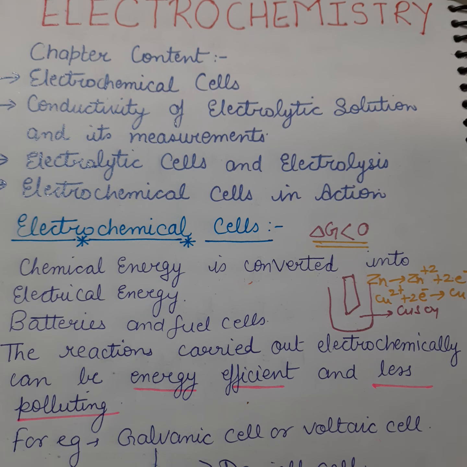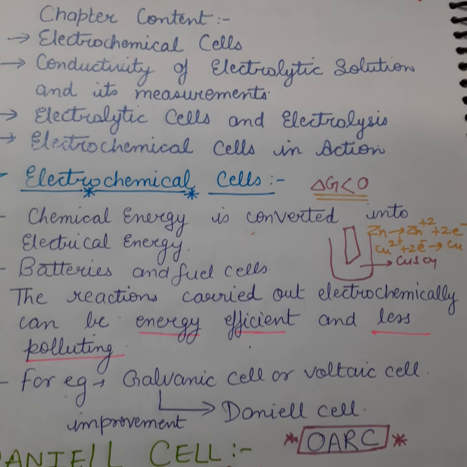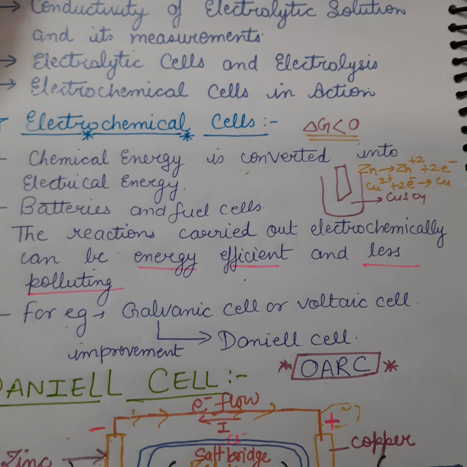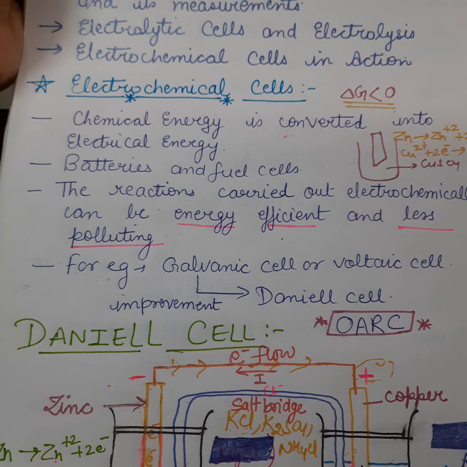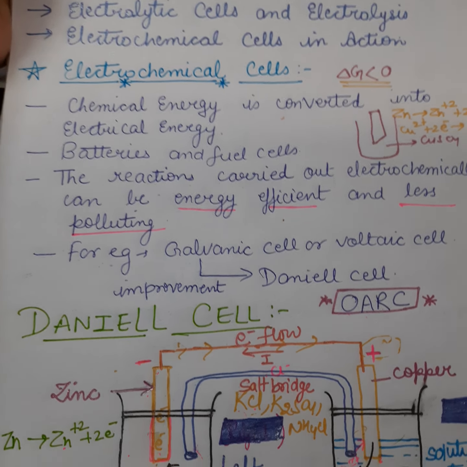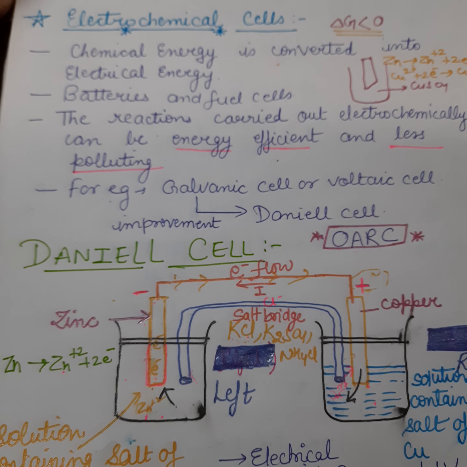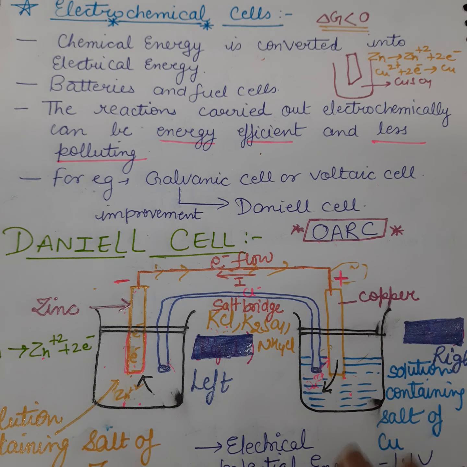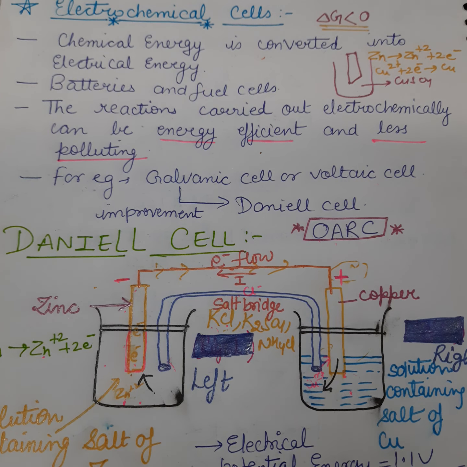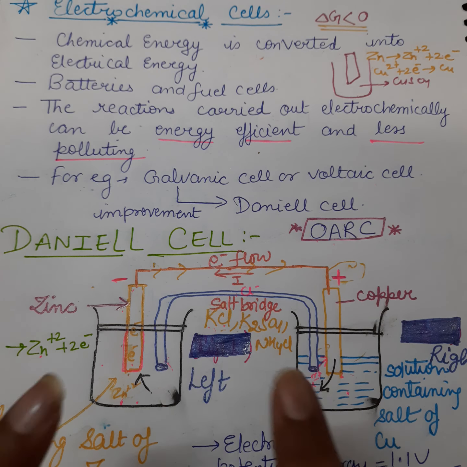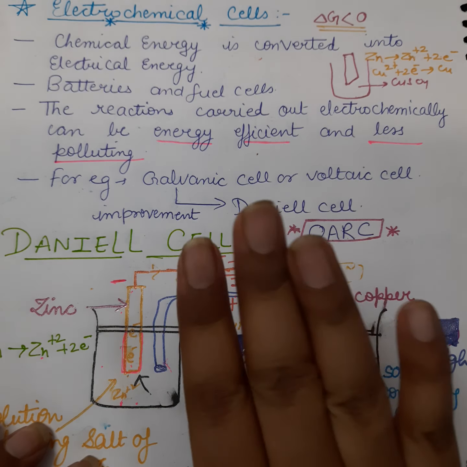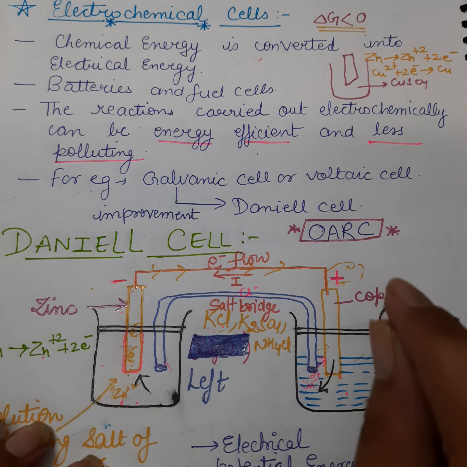So here I am going to discuss the improvement of the galvanic cell, that is known as the Daniell cell, students. Now, students, before starting the Daniell cell, the improvement in the galvanic cell is to implement the salt bridge into it. So this is the improvement done in the galvanic cell.